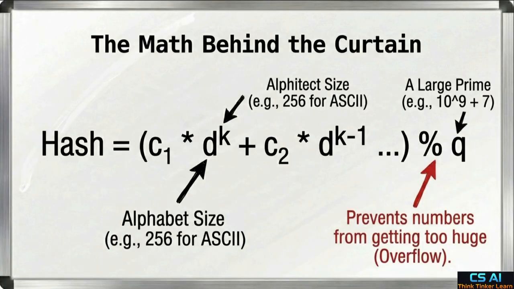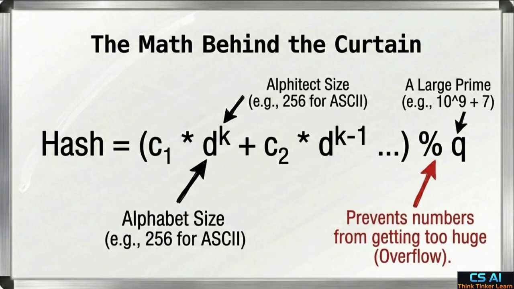Let's peek at the math behind the curtain. Rabin-Karp treats a string like a number in a high base, basically the alphabet size, such as 256 for ASCII. The formula treats each character as a coefficient in a polynomial, c1 times d to the power k, plus c2 times d to the power k minus 1.